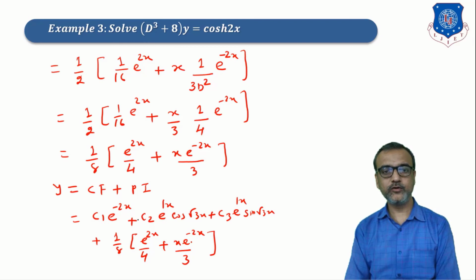So in today's lecture we have seen how to find out PI when Q of x is e raised to ax plus b, and we have gone through 3 examples based on this topic.